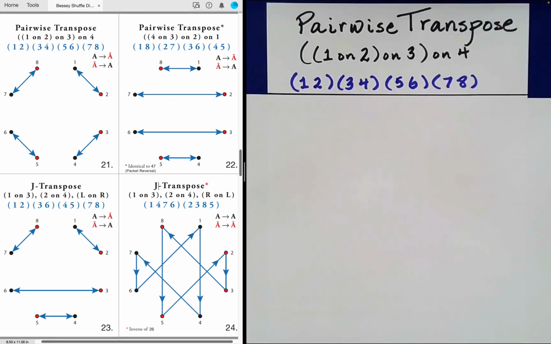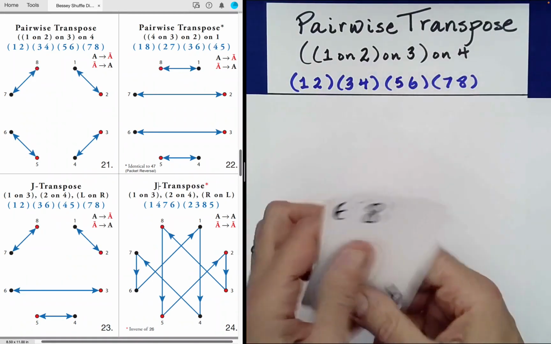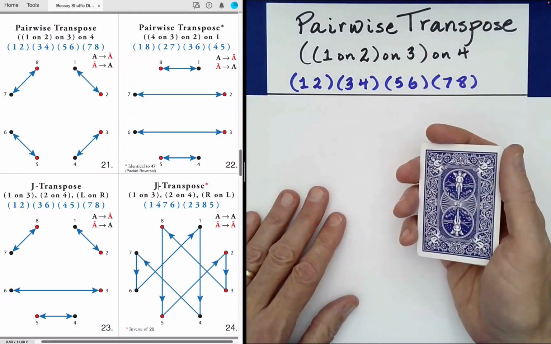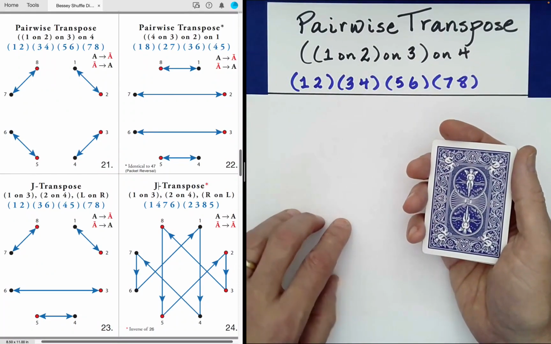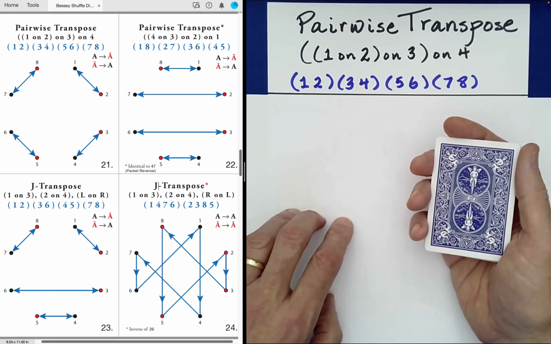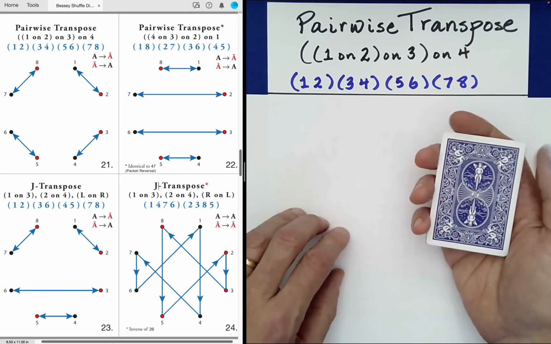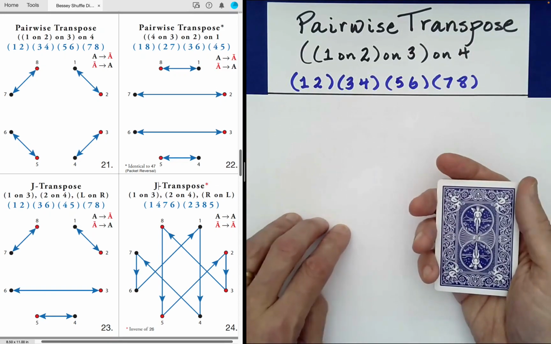Our first Bessey shuffle for today is called a Pairwise Transpose. That's a name I've given this shuffle; I'm not aware of any name for it. As always, we begin with our ordered packet 1 through 8, and we perform the shuffle. Then we look at the resulting new ordering of the packet. From there, we will write the outcome in terms of Cauchy's two-line notation for a permutation, and then convert that to cycle notation, which is one-line notation. So let's go ahead and show you the pairwise transpose.